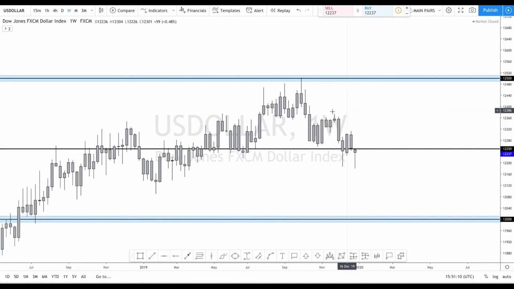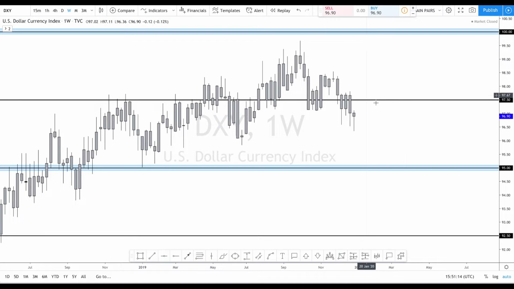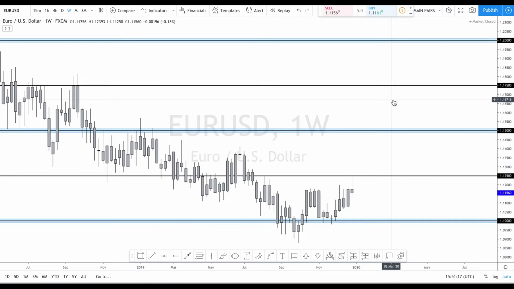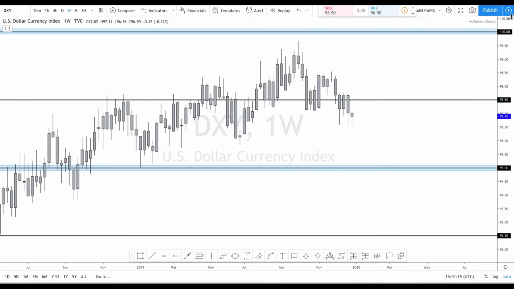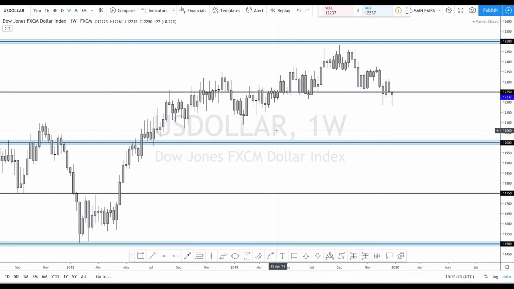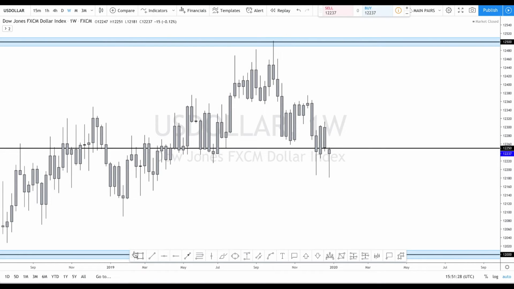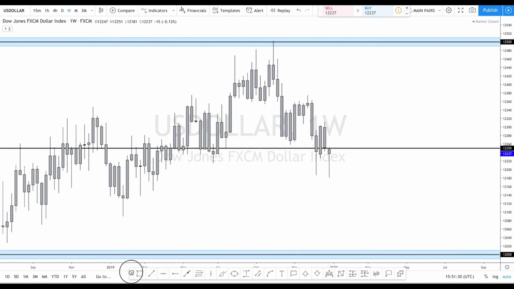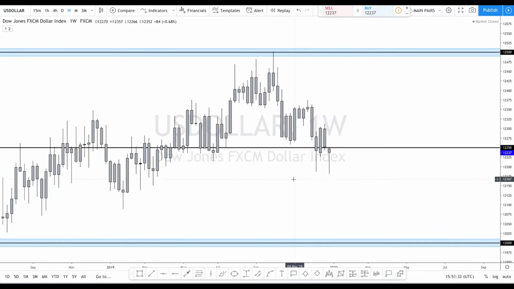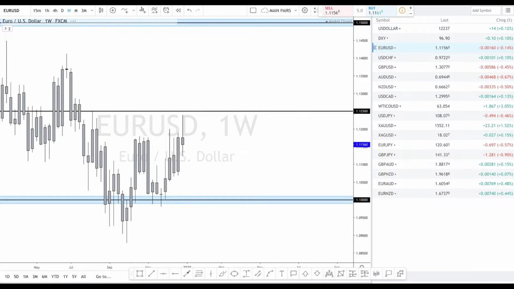It's more evenly weighted throughout all the currencies, whereas the dollar index is more weighted towards the euro. So you see that the dollar index and the euro are almost identical, but the US dollar will vary a little bit in price action. For me, sometimes the US dollar is just a little bit clearer and gives better setups, because it's more weighted against all the currencies, like I said, rather than just the euro.